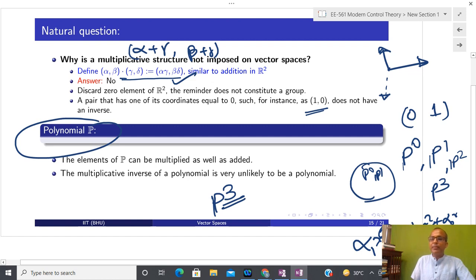If you allow the multiplication operation, you can see that p3 and p2 multiply and they will give us p5. So a fifth-order polynomial is not going to lie inside this space. Okay, but if you just allow scalar multiplication, so if a scalar quantity is multiplied with any polynomial, then they are not going to leave the space.